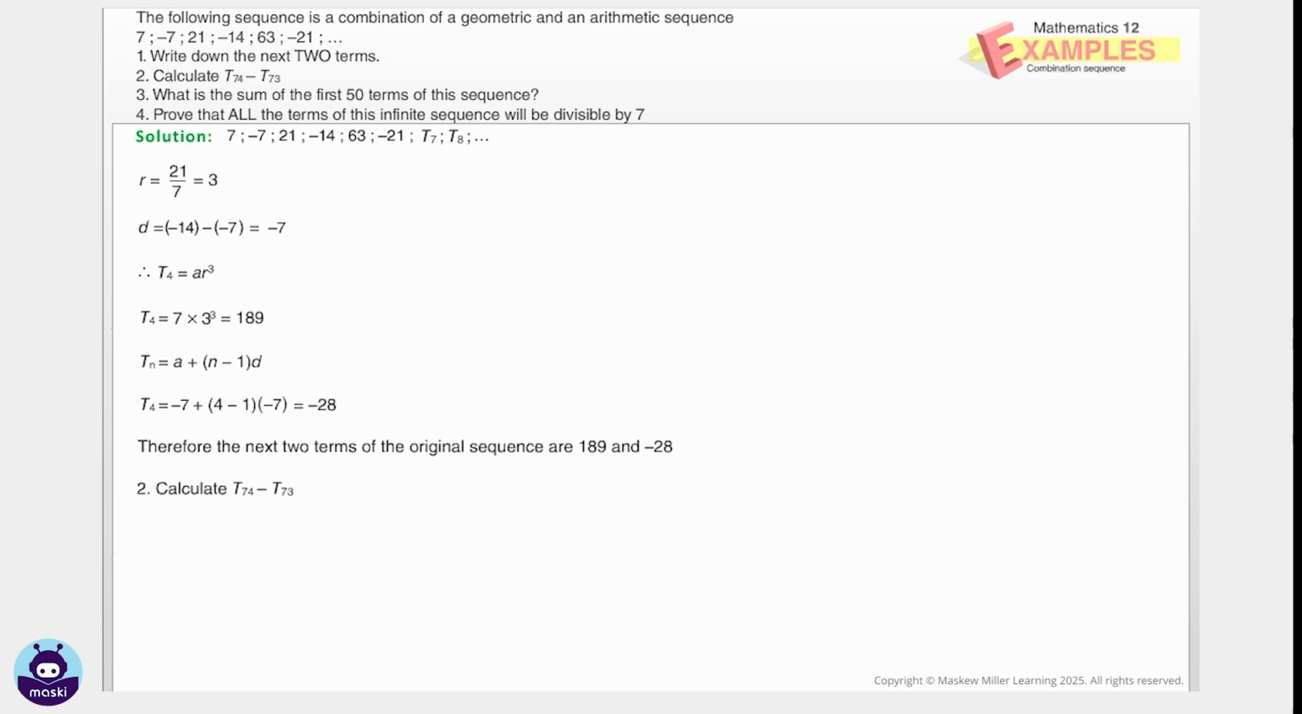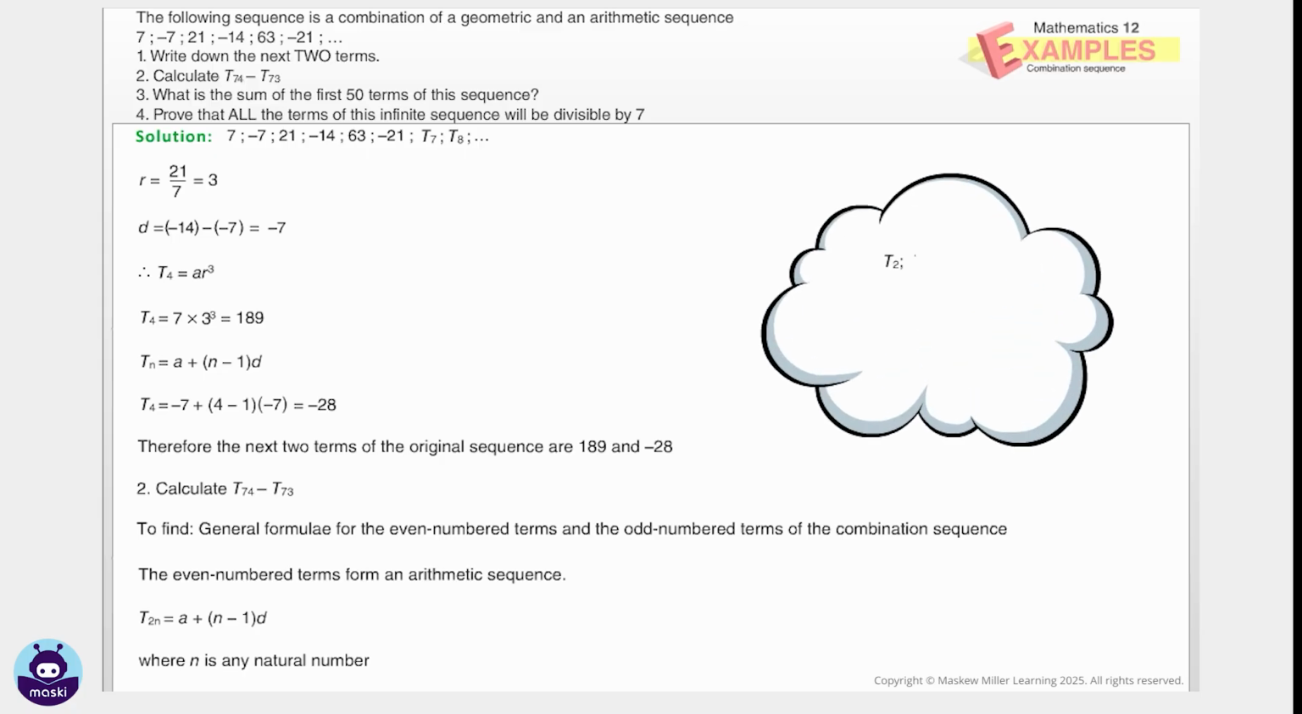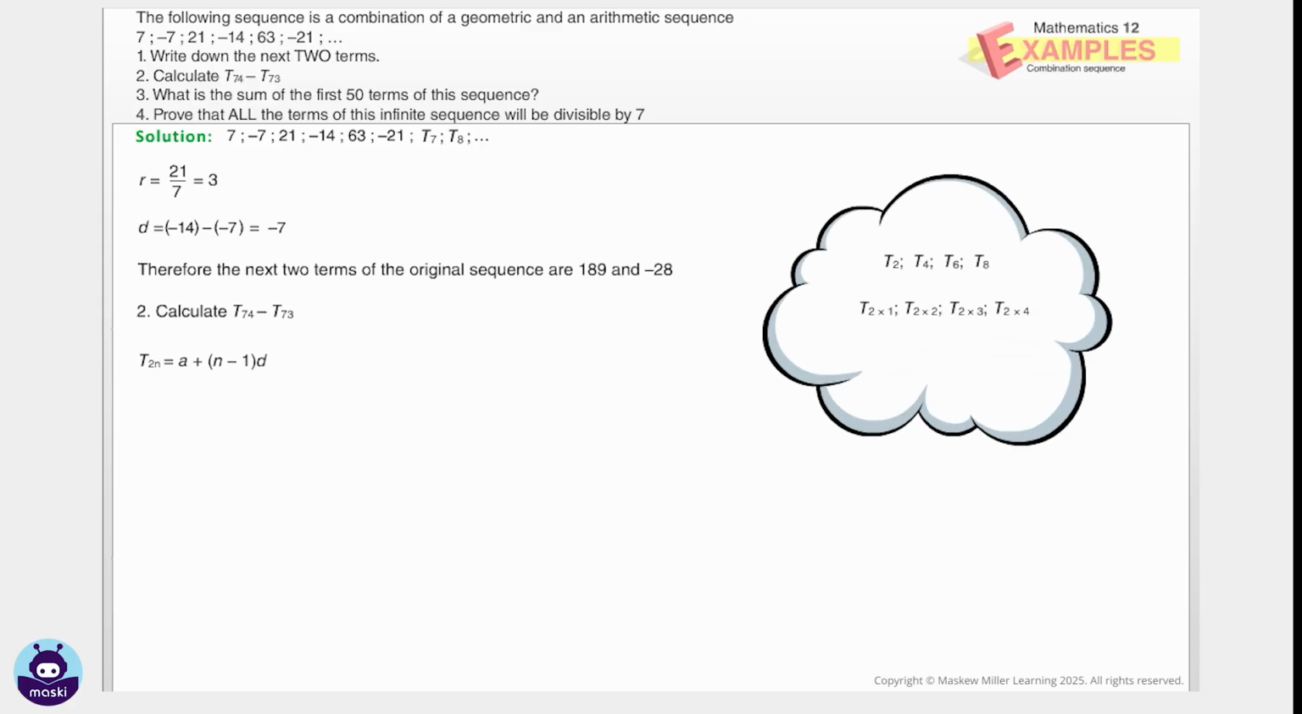To calculate the terms T74 and T73, let us find a set of general formulae for the even and the odd number terms of the combination sequence. The even terms form an arithmetic sequence. Therefore, the formula for the general term will be T2n equals a plus n minus 1 times d, where n is any natural number. Here, 2n will be an even number, so T2n will be an even term, for example T2, T4, etc. Therefore, T74 equals -7 plus 37 minus 1 times -7.